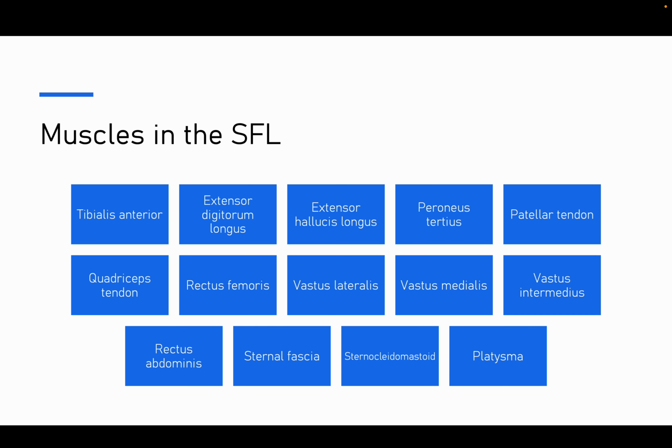Starting off, some of the muscles in the anatomy train of the superficial front line include the tibialis anterior, the extensor digitorum longus, the extensor hallucis longus, the peroneus tertius, the patellar tendon, the quadriceps tendon, the rectus femoris, the vastus lateralis, vastus medialis, vastus intermedius, the rectus abdominis, the sternal fascia, the sternocleidomastoid, and the platysma.